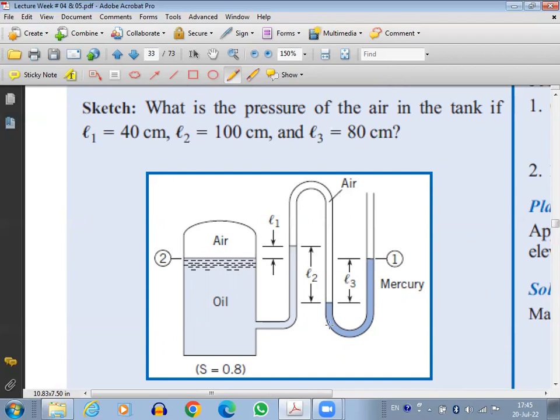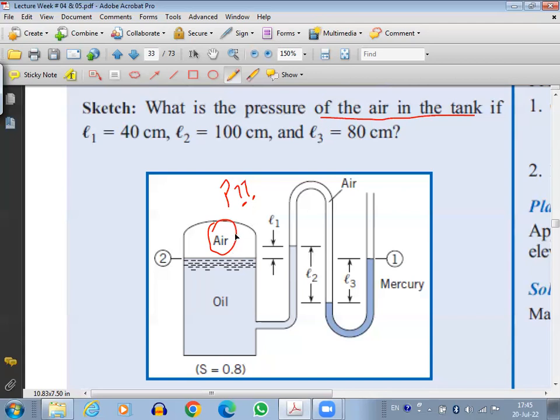Then this is connected with another pipe, mercury. Here we have mercury. And then this is open to atmosphere. So what I need to find, what is the pressure of the air in the tank? So I need to find the pressure here. This is what I need to find, first of all. Do you understand what is asked in the question? Okay.